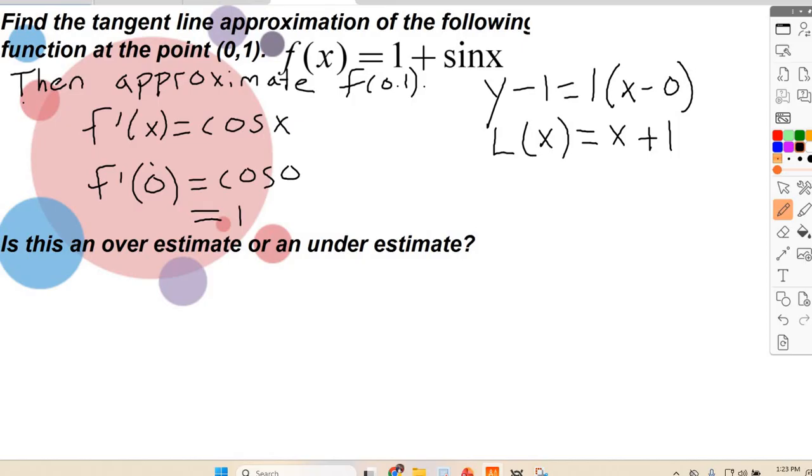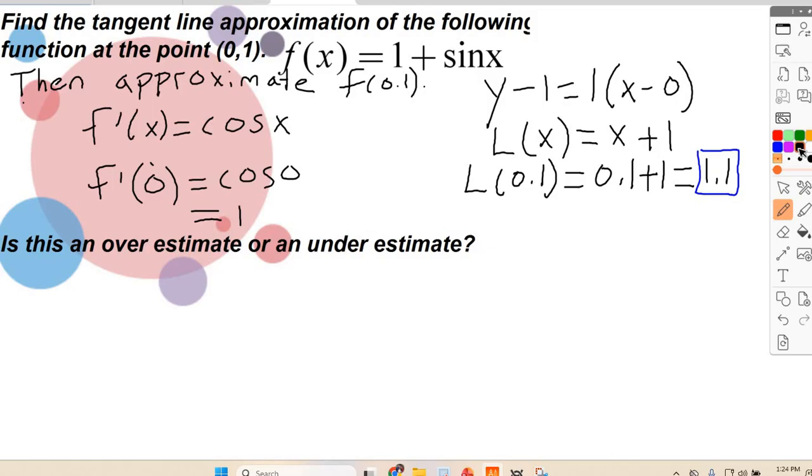Are we all okay with that? So that would be, if they just said find a linear approximation, that would be a linear approximation. Then we actually want to use that equation to approximate f of 0.1. So in that case, we are just plugging in 0.1 into our approximation, and what do we get? 1.1. And so that would be my answer. Are we all okay with that?